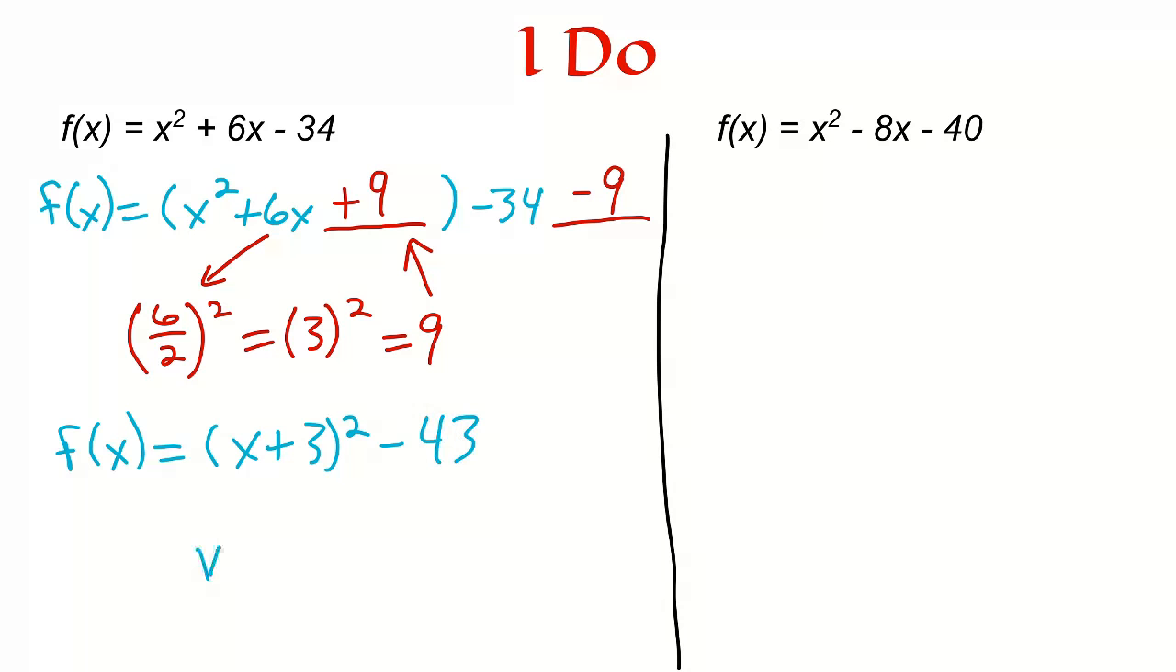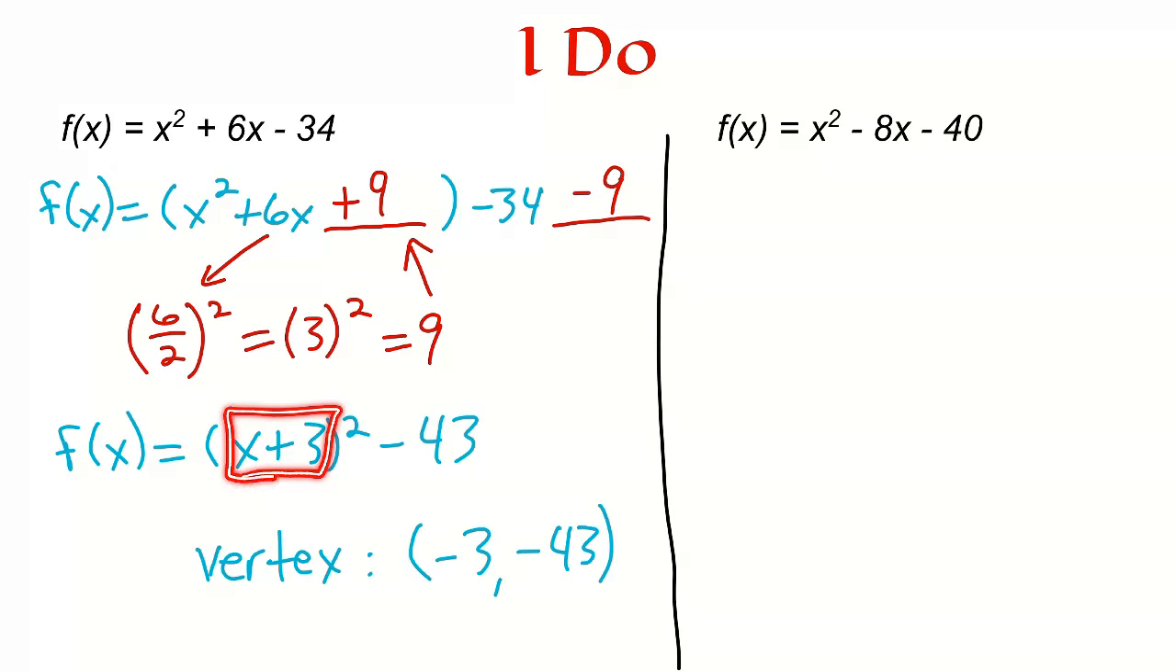And we can see our vertex right there. Our vertex is the point negative 3, negative 43, because it's x minus h. So that means our h has to be negative 3, plus that quantity squared, plus k, so plus a negative 43. Any questions on that one?